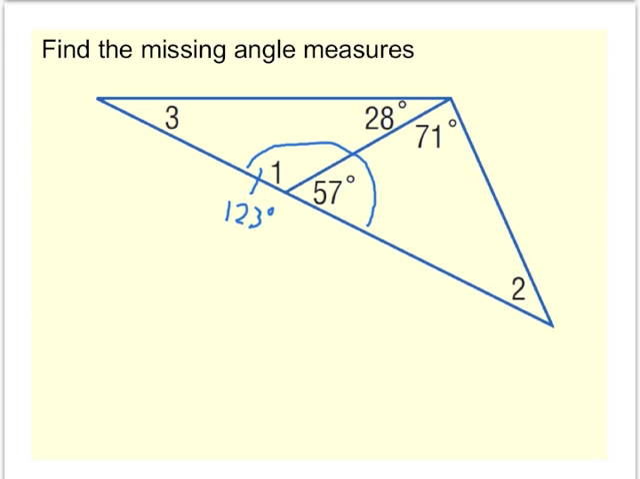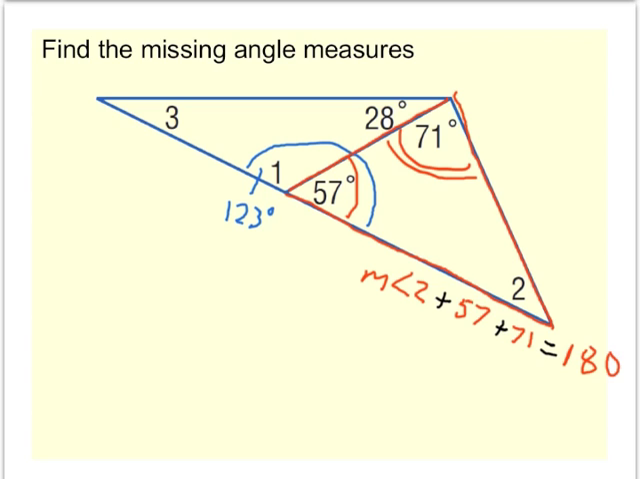Next, take a look at this red triangle. In that triangle, we know 2 of the 3 angles. We know 57 degrees, 71 degrees, and angle 2 is unknown. According to the triangle sum theorem, those 3 angles together add up to 180 degrees. So we can solve for angle 2 by adding the 2 angles together and then solving for the third. Solving for angle 2 gives you 52 degrees.